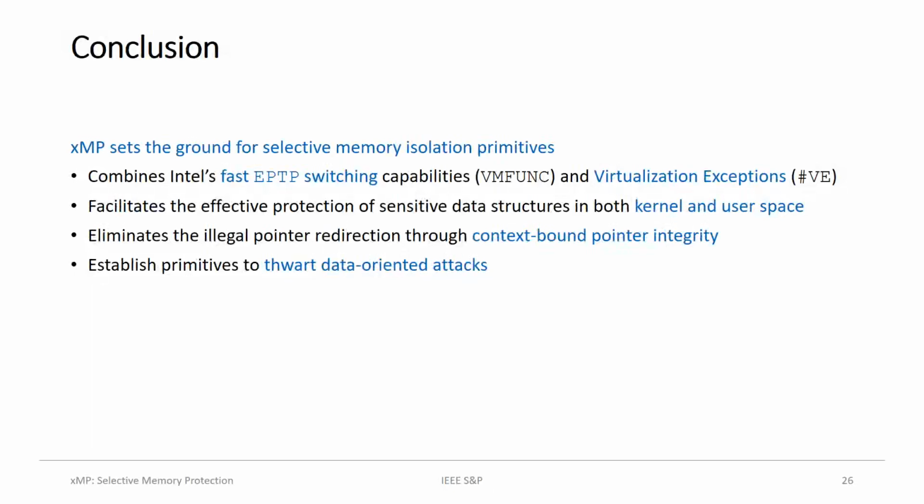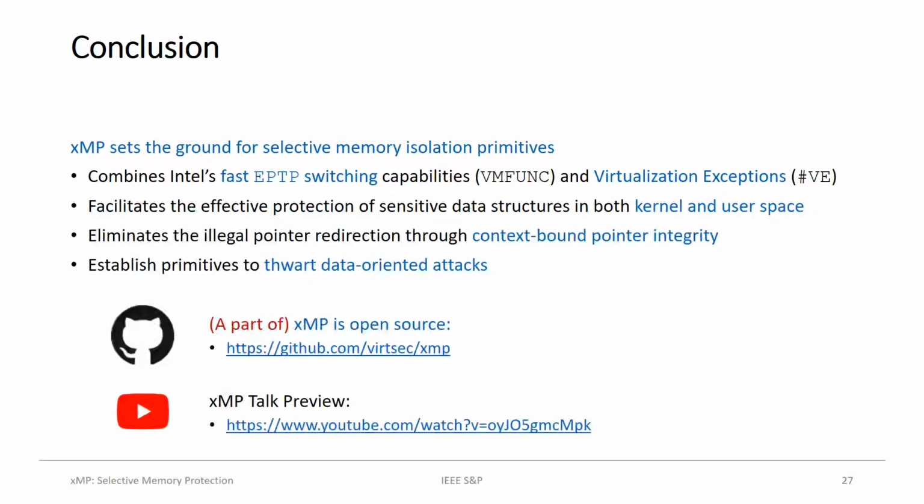In summary, xMP sets the ground for efficient, selective memory isolation primitives for user and kernel space. For this, we have combined Intel's fast EPTP switching capabilities and virtualization exceptions. By additionally protecting the integrity of pointers to sensitive data inside xMP domains, we establish a strong defense against data-oriented attacks. We are happy to announce that a part of our prototype is open source.